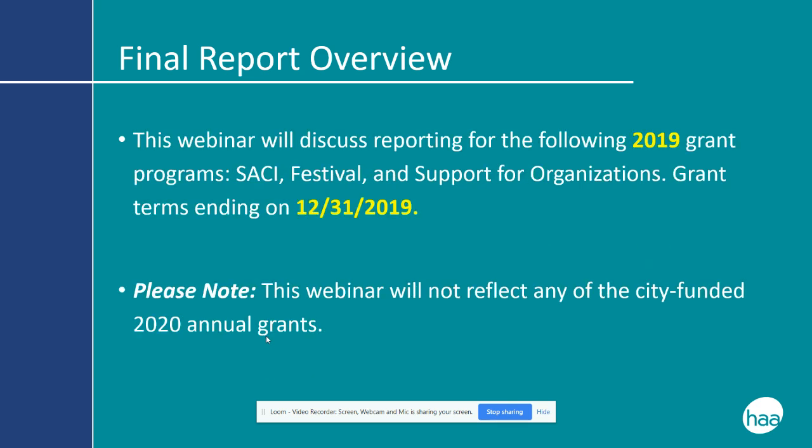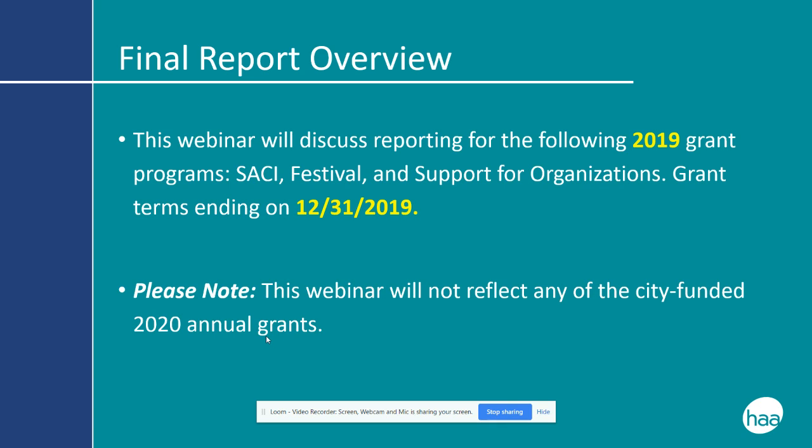Continuing with the final report overview, just reiterating that this webinar is discussing how you are going to submit your final report for support for artists and creative individuals, festivals, and support for organizations, which are our 3 annual city-funded grant programs. If you were awarded any of these grants in 2019, your grant term is ending on December 31st, 2019.